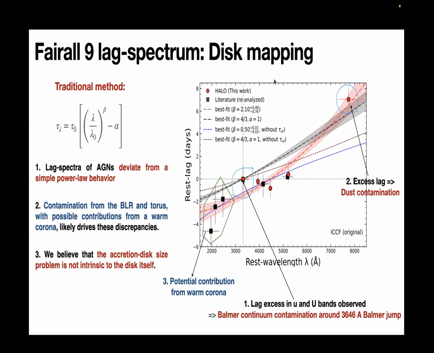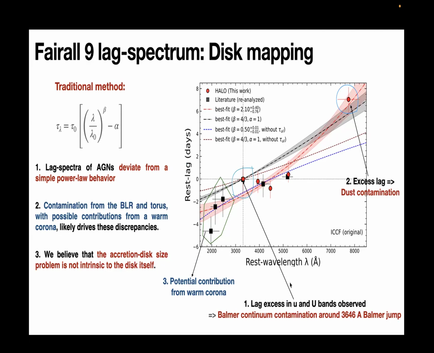And then we fitted the lag spectrum by using the conventional disk mapping, which is shown here. This is the power law dependency, which is shown by the dashed red line. And you can see that the conventional disk mapping fails to capture the individual features present in the lag spectrum.